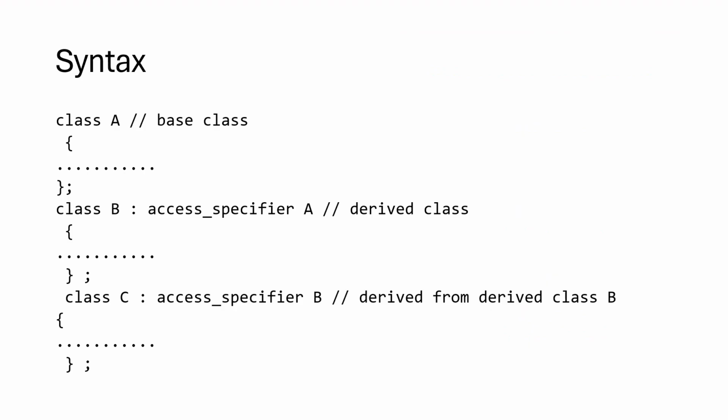Class A will be the base class and class B is a derived class using the access specifier public A. Then another derived class, class C, is derived from class B.